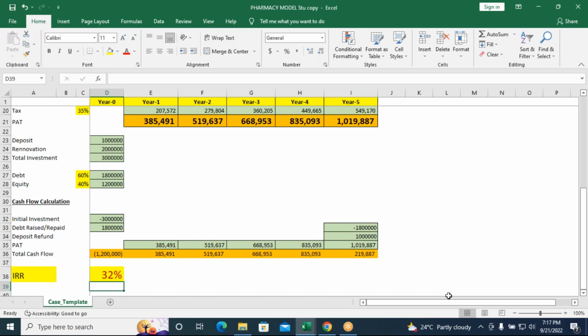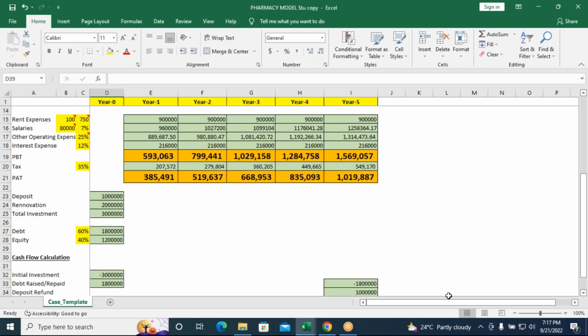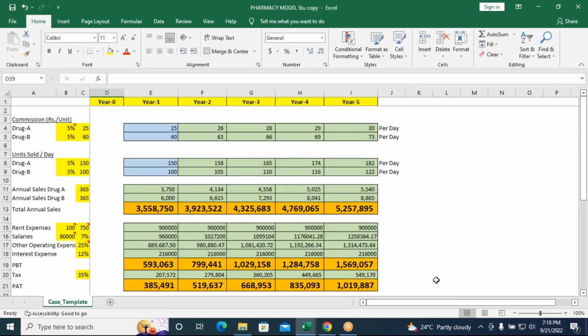Can you scroll up? Done. What value have we taken for interest expense? Like 12% of what? 12% of annual sales.